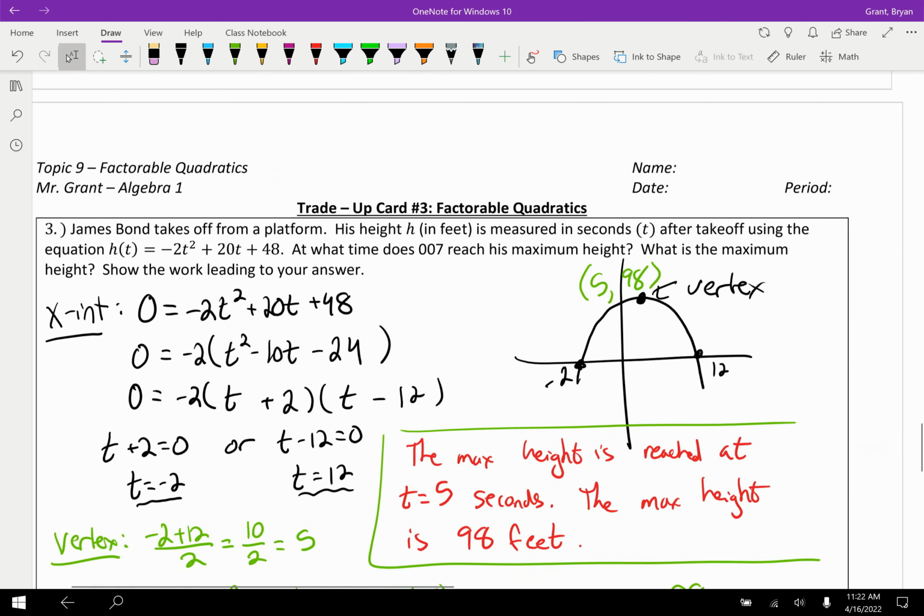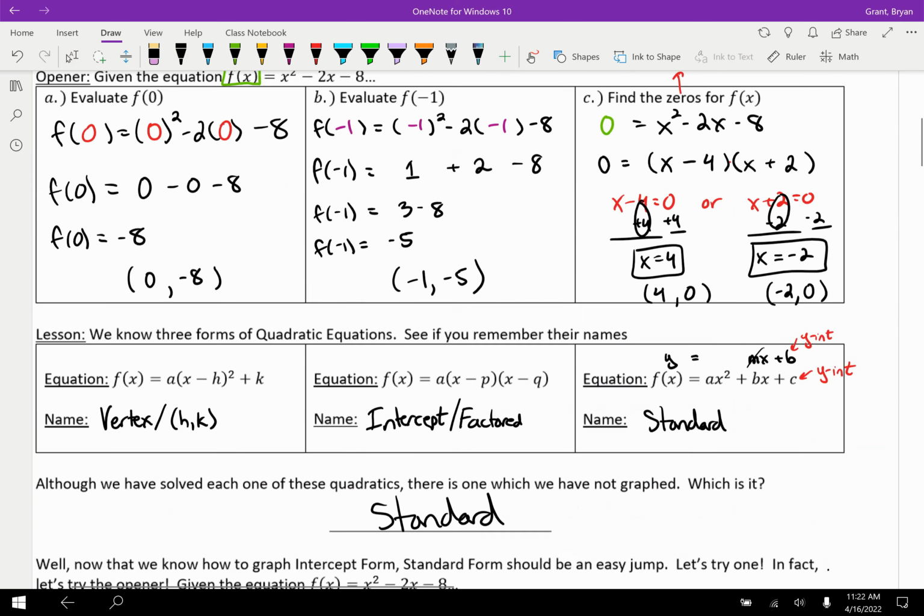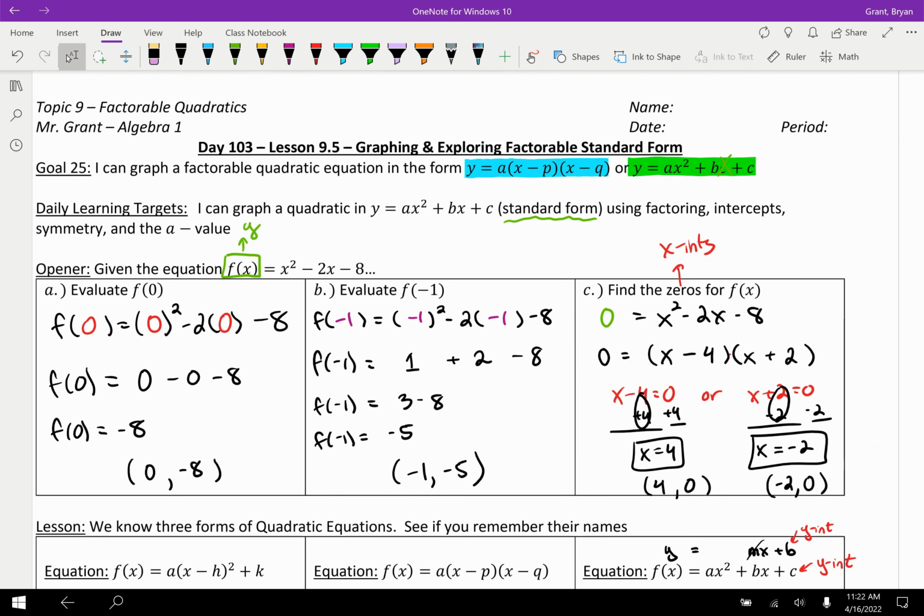So hopefully today's lesson made a bunch of sense, and we are going to conclude this unit with 9.6, where we're just going to compare how to graph all 3 of our forms at the same time. And we can find some different shortcuts here and there.